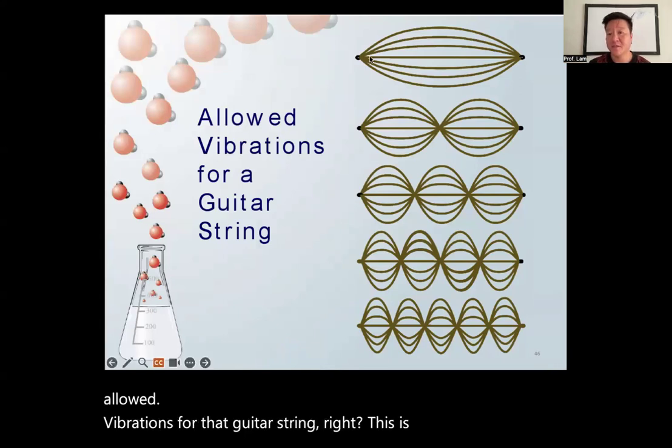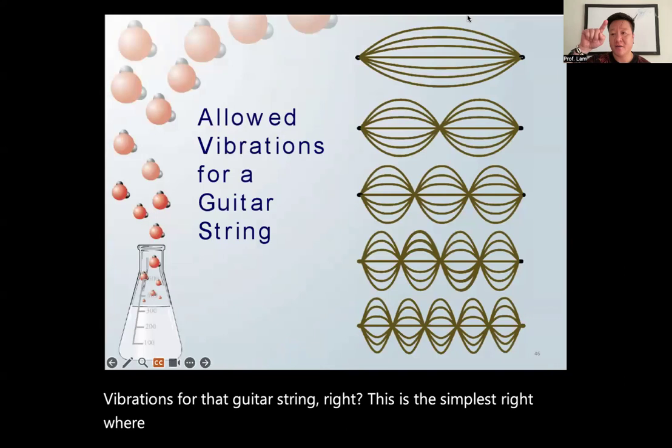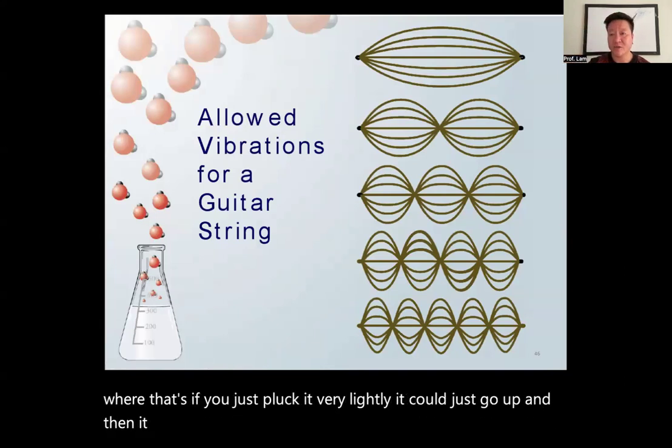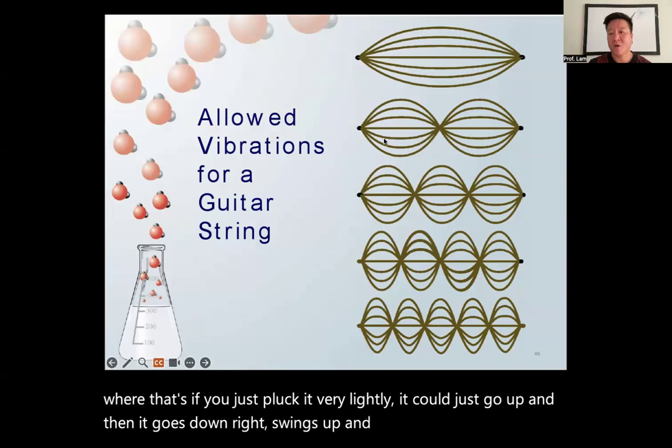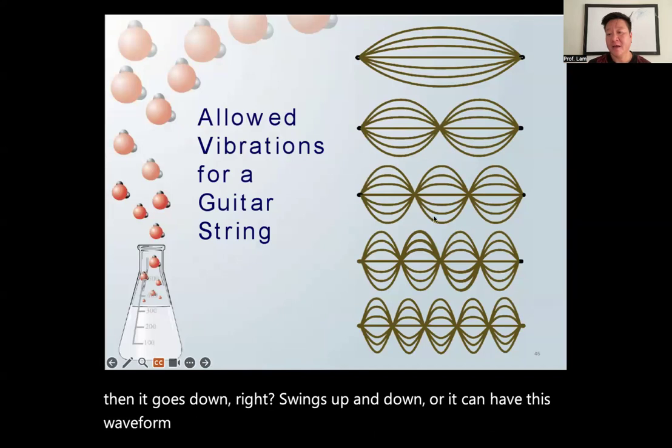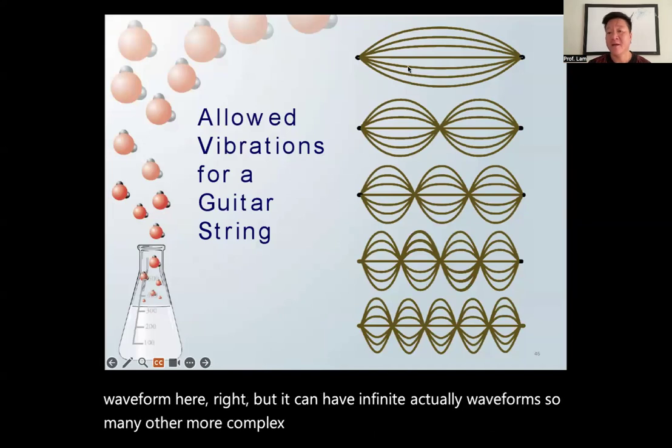This is the simplest, where if you just pluck it very lightly, it could just go up and then it goes down, right? Swings up and down. Or it can have this waveform here, right? But it can have infinite waveforms, actually. So many other more complex ones, okay? But they're all representations of a standing waveform.